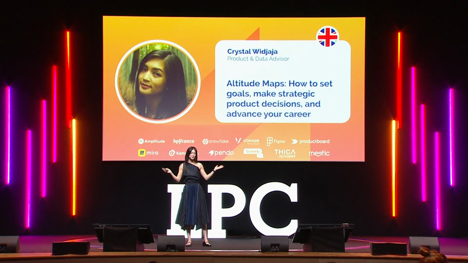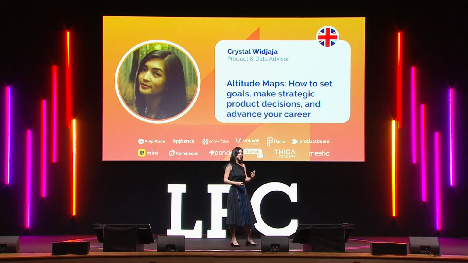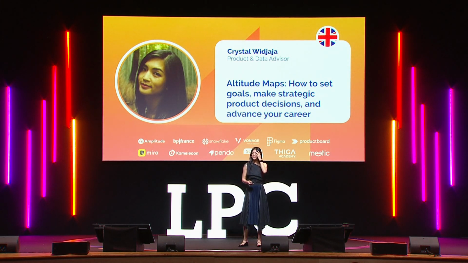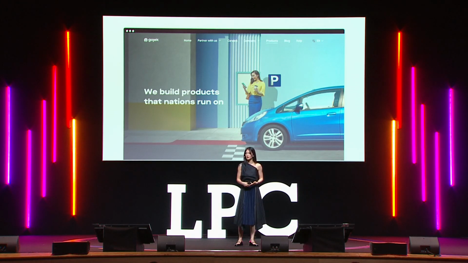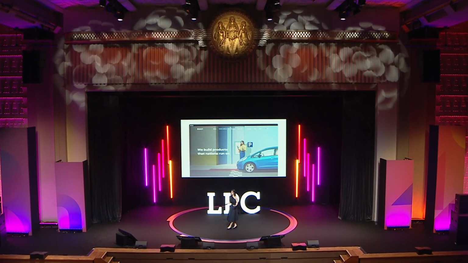Good morning, everybody. Bonjour. Today, I will be talking about altitude maps. It's a framework I've used at every company that I've advised since I left Gojek, a startup that provides transportation, food delivery, and logistics beyond 30 other different services based in Indonesia. And I spent 5 years there, but I grew up in America.